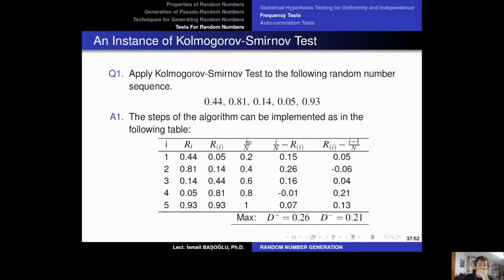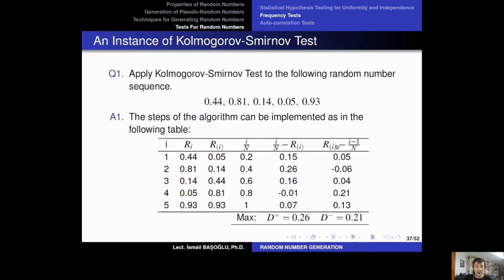Now, I am going to calculate i over n here, and i over n will be 1 over 5, 2 over 5, 3 over 5, 4 over 5, and 5 over 5 for each index here. And in order to calculate the D plus value for each row here, I will calculate i over n minus Ri. So 0.2 minus 0.05 is 0.15, 0.4 minus 0.14 is 0.26, 0.6 minus 0.44 is 0.16, 0.8 minus 0.81 is negative 0.01, and 1 minus 0.93 is 0.07.